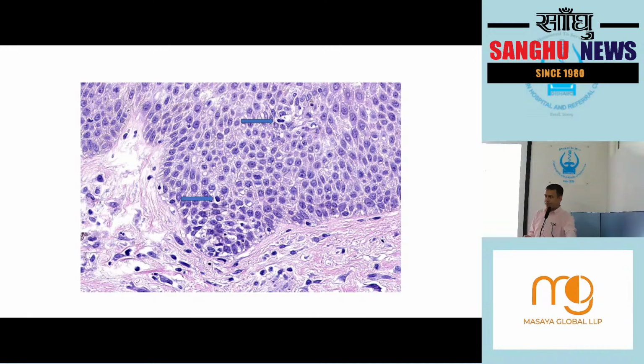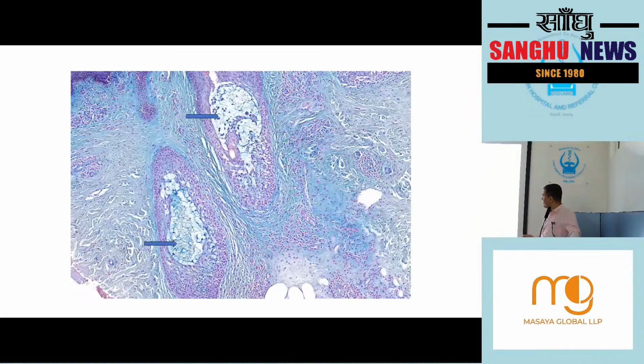I should neglect it. I should ignore it. I'm not happy only with these two. I can't make a diagnosis with these two. I've neglected this, and I did an Alcian blue stain. You see, beautifully positive. Now it is not a spongiosis. It is a mucin.